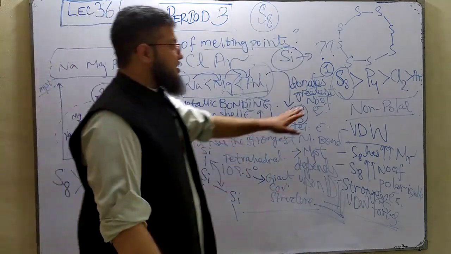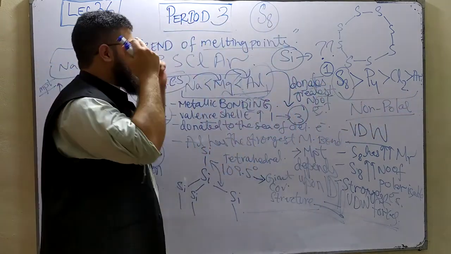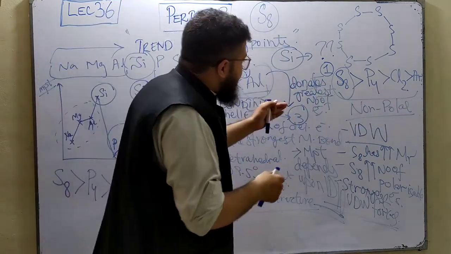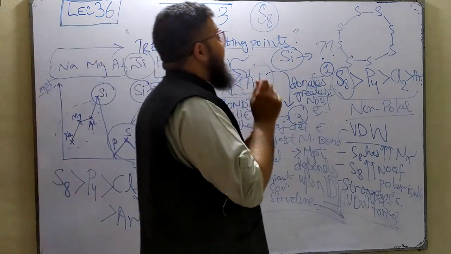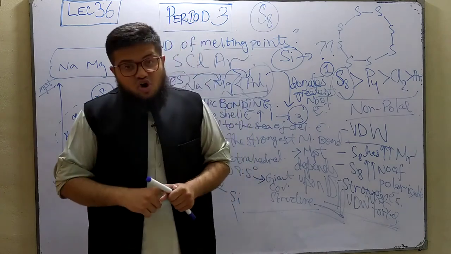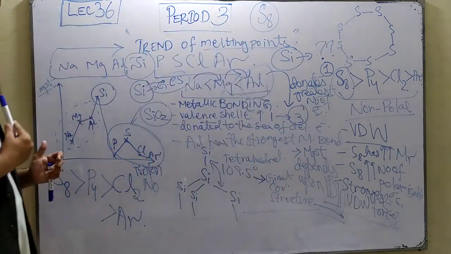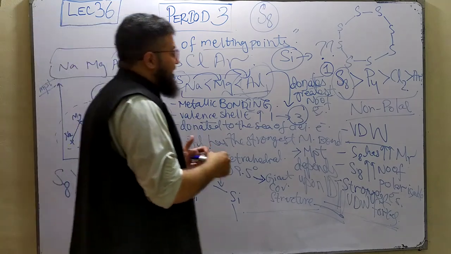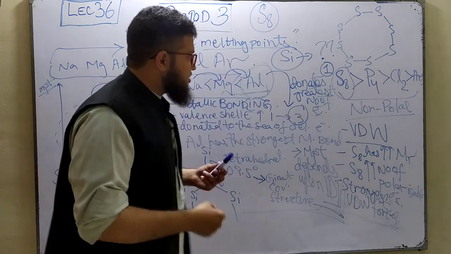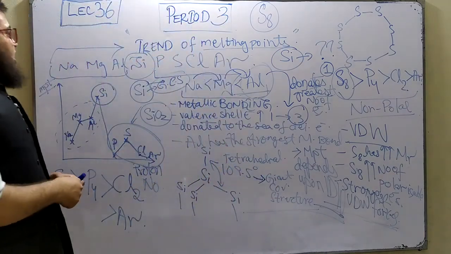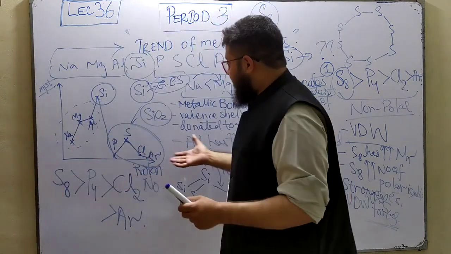So the first mark is for this comparison, that S8 is greater than phosphorus, is greater than Cl2 and is greater than argon. Then mentioning that sulfur has the greatest MR and the greatest number of polarizable electrons, therefore it will have the strongest van der Waals forces, and so the greatest amount of energy will be needed to overcome the intermolecular forces in case of sulfur. And this completes our discussion on melting point strength.